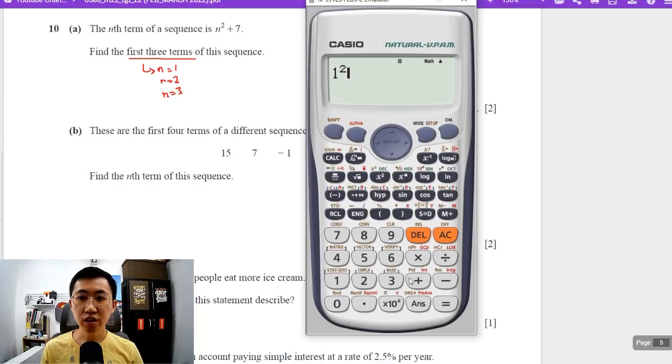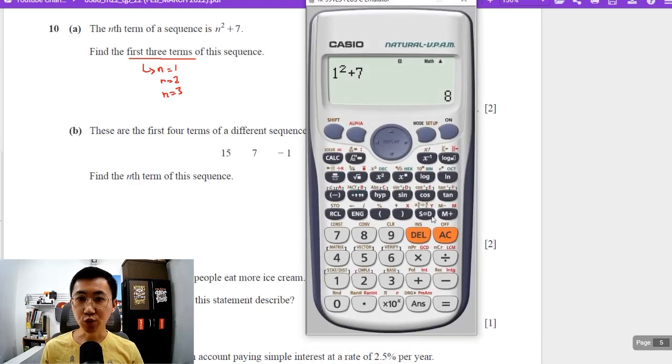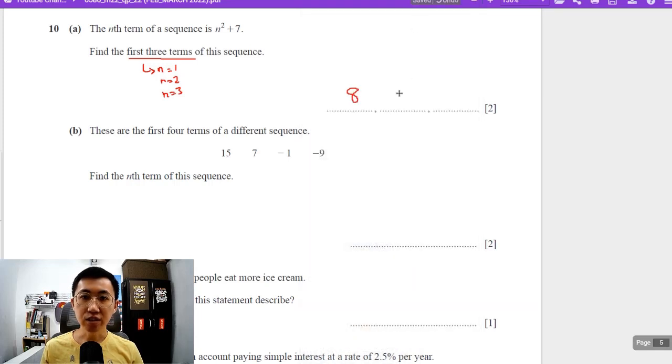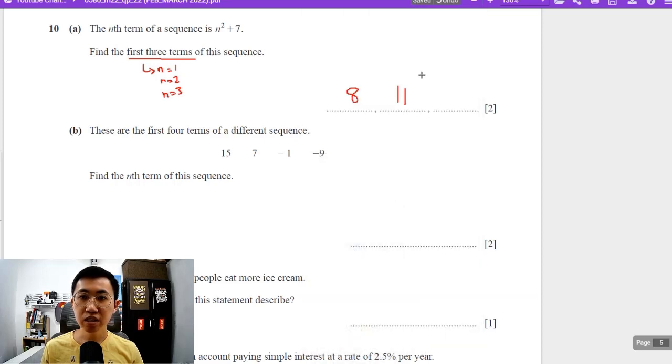So 1 squared, just to prove to you, plus 7. So the first term is 8. Okay, so 8. Just keep doing, and I am going to do 2 squared plus 7. 11, alright, so 11, and just use your calculator for one last time. 3 squared plus 7, and that will get me 16.